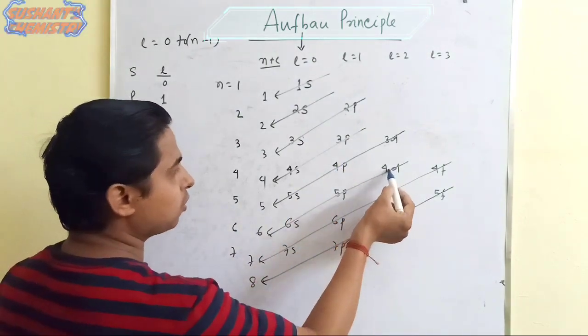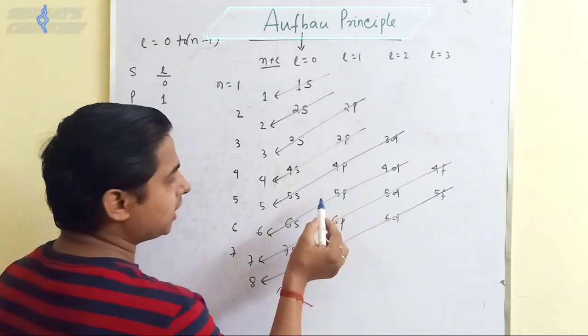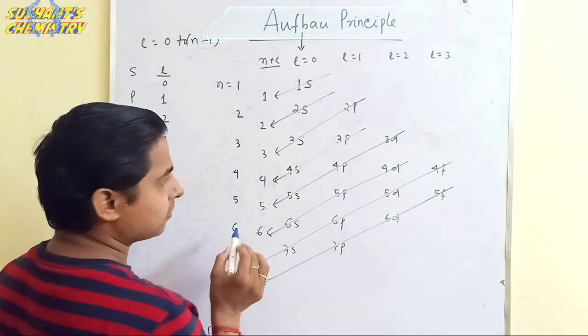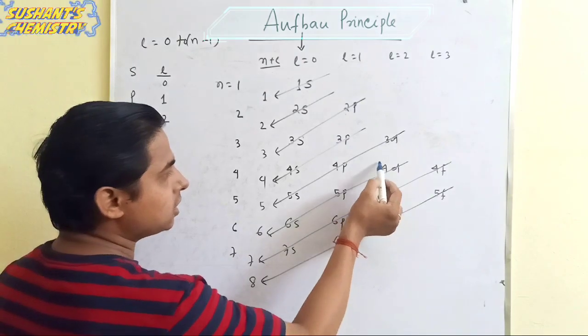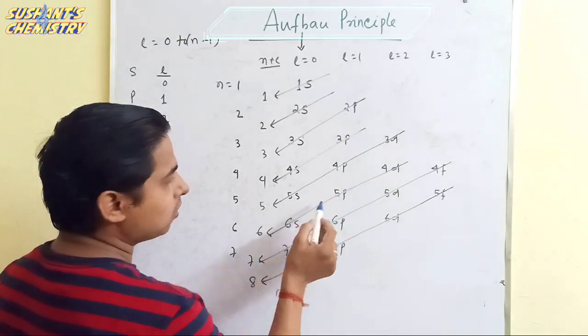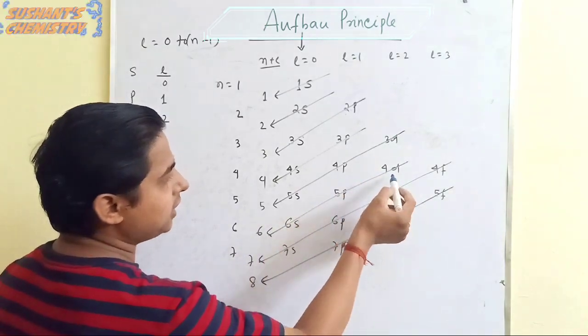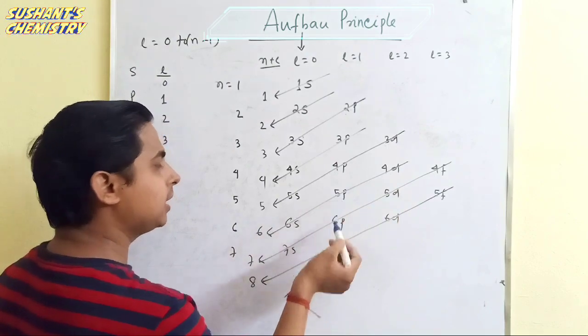Similarly, for 4d, 5p and 6s, the value of n plus l is equal to 6. But the energy of the 4d subshell is the lowest among 5p and 6s, so the electrons are filled first in 4d, then 5p, then 6s.